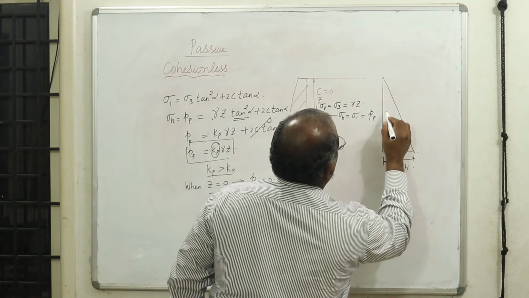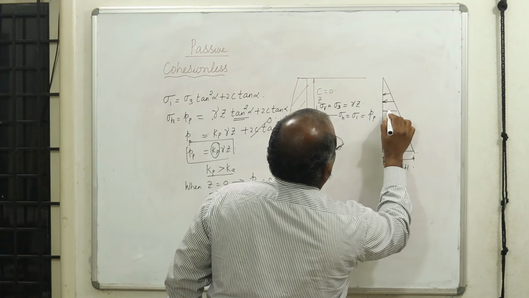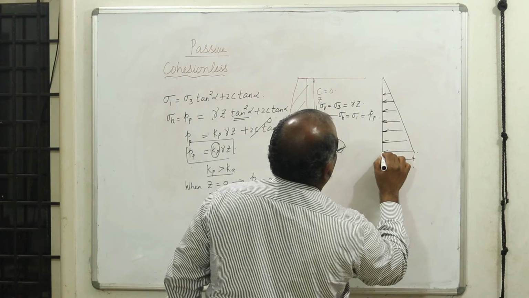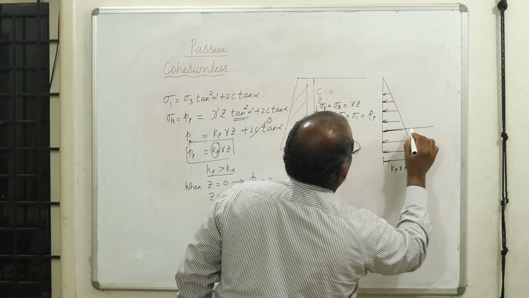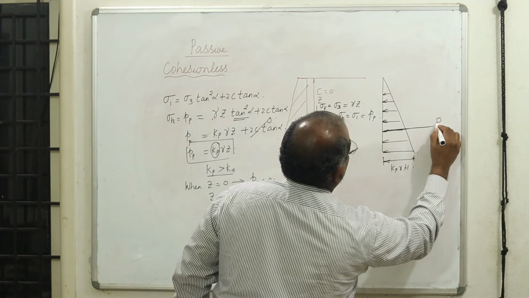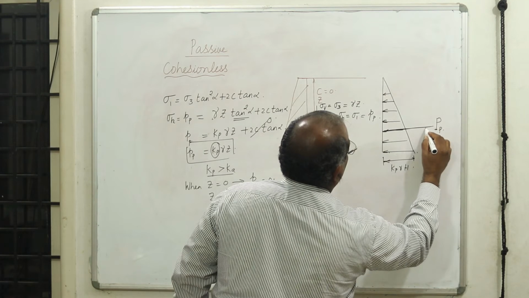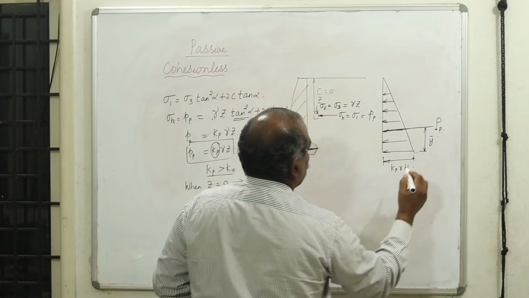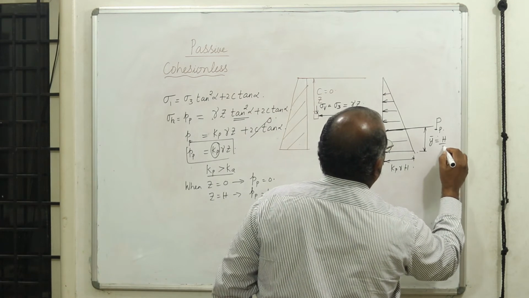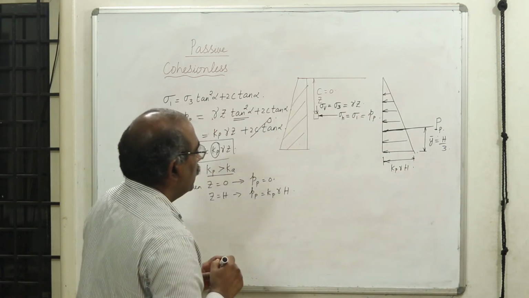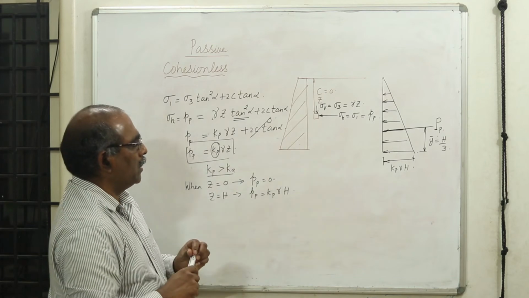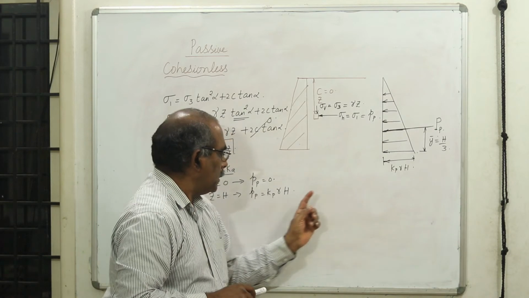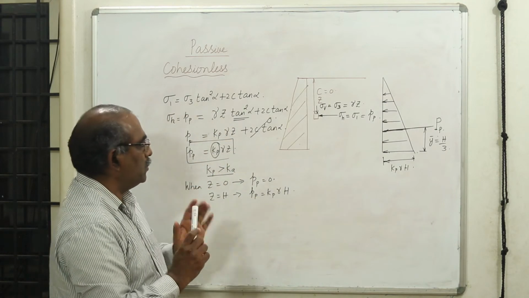Therefore I will get my pressure distribution like this. This is the positive pressure distribution diagram, and the passive thrust will be capital Pp, acting at a distance y bar from the base. This is a triangle, therefore it will be H by 3. This is similar to your active case. The only thing is the value is going to be different because Kp is greater than Ka. Otherwise there is no change.